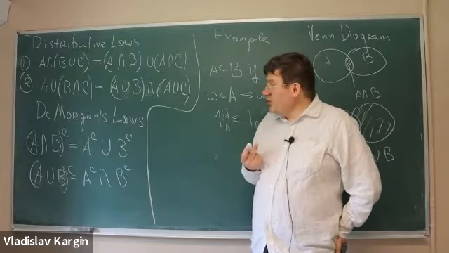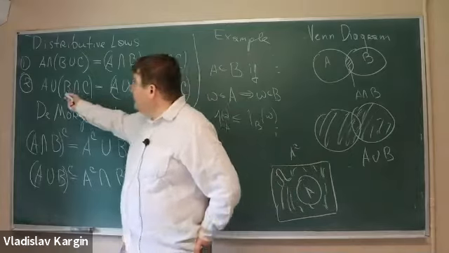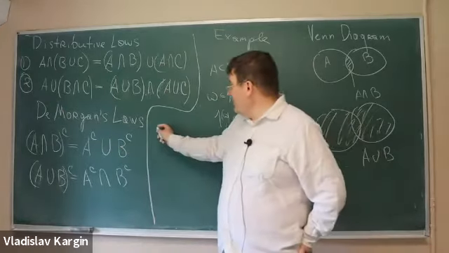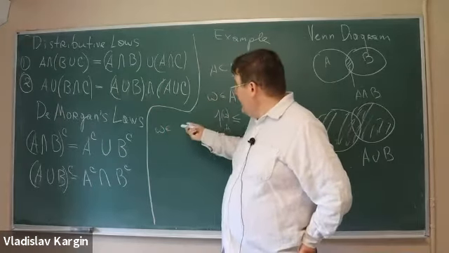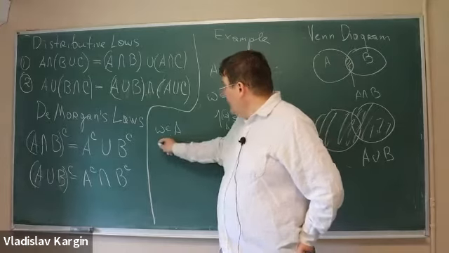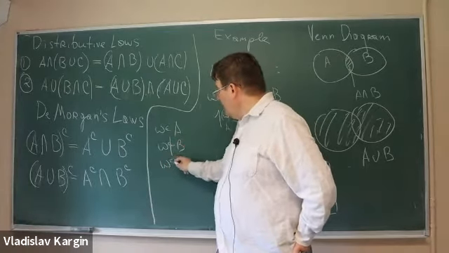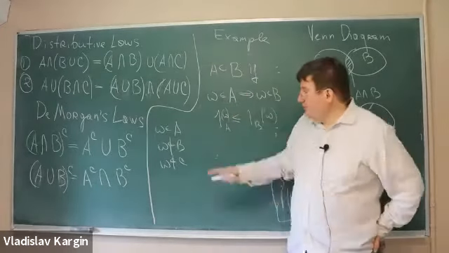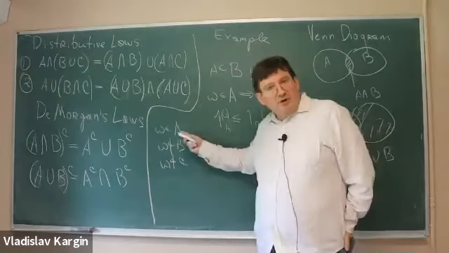One way is to check things. So for example, I want to prove the second law. Then I have 8 cases. One case, for example: omega belongs to A, omega doesn't belong to B, and omega doesn't belong to C. So I choose any arbitrary one. There are 8 possible combinations, right?